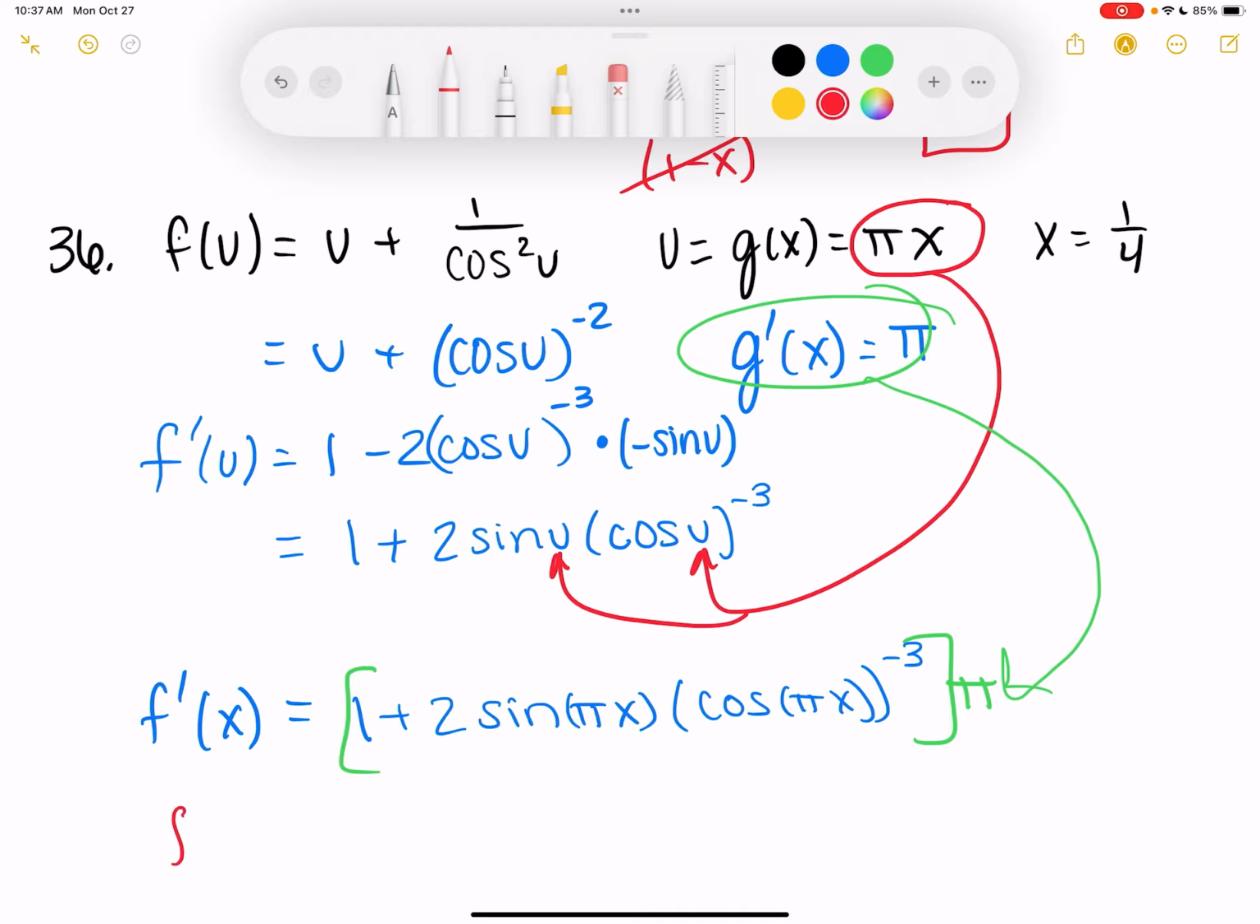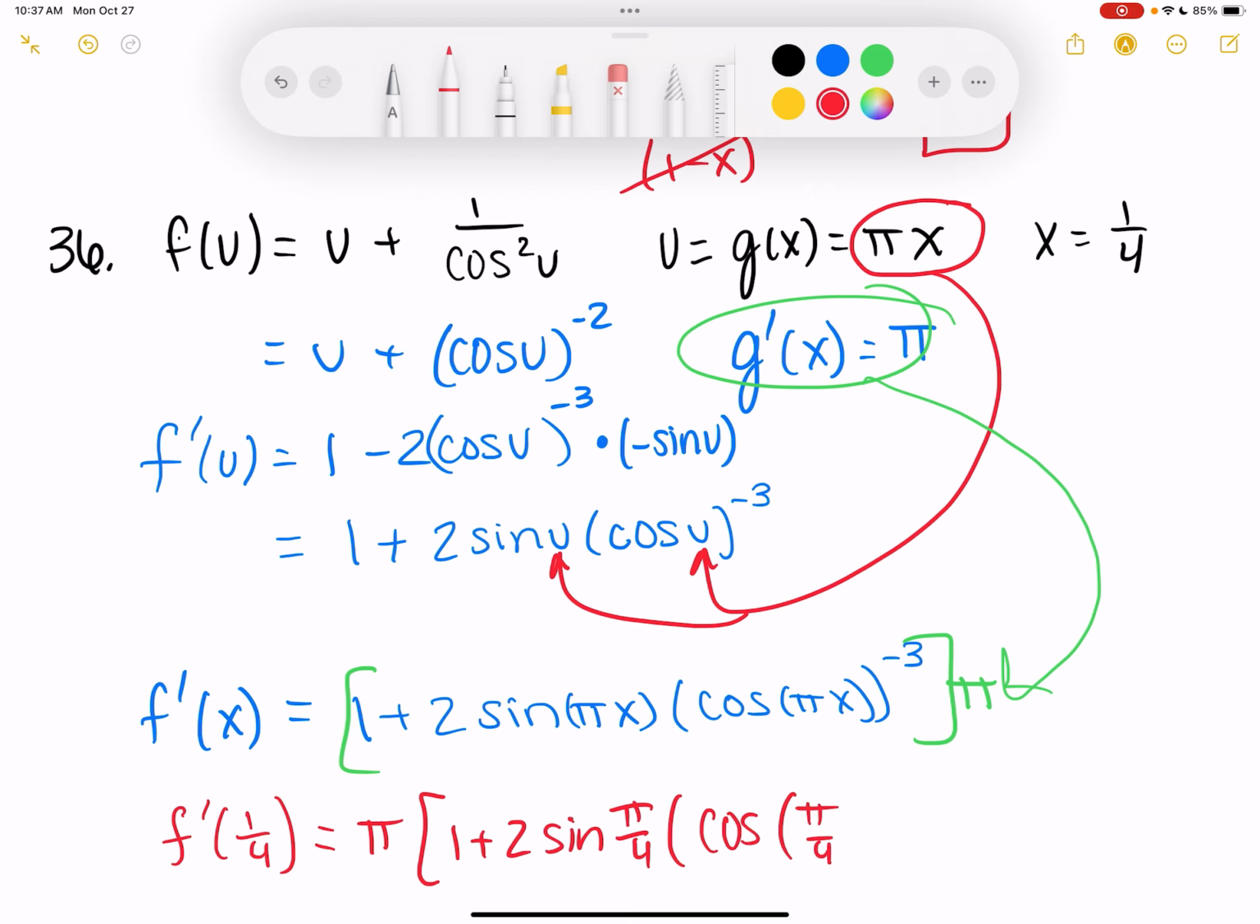So I'm just going to do f prime of 1/4 is equal to, I'm going to put this pi out front just because, 1 plus 2 sine of, that's going to end up being pi over 4, times the cosine of pi over 4, all raised to the negative 3.